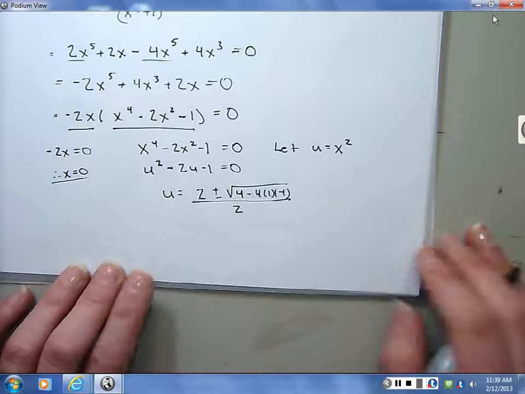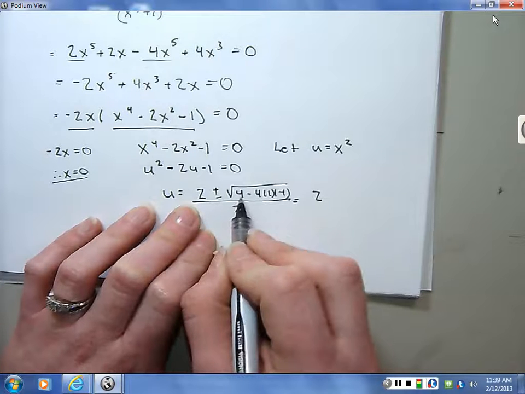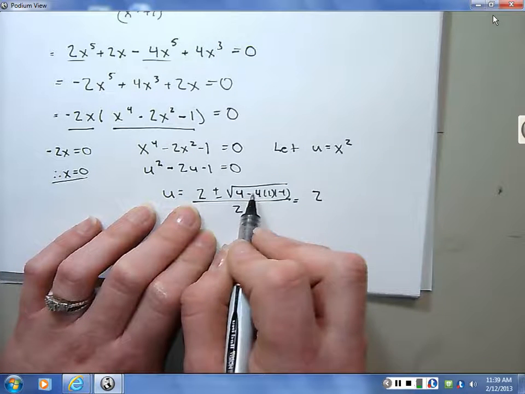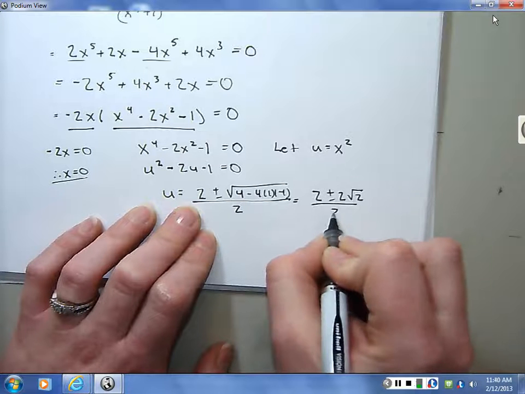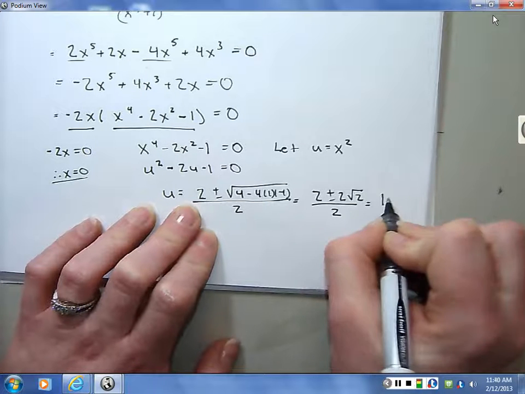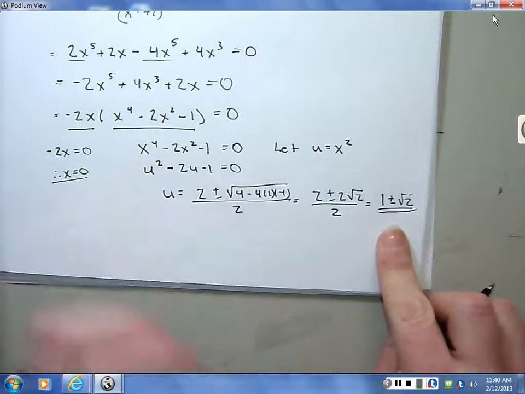Okay, so simplifying this, I have the square root of 8. The square root of 8 is 2 square root of 2. So I have 2 plus or minus 2 square root of 2 over 2. This simplifies to 1 plus or minus the square root of 2. This is what u equals, right?